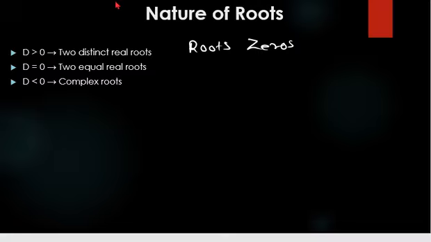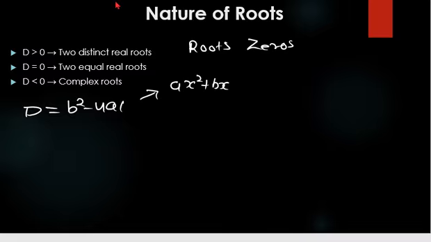Now we'll learn about the discriminant. Here D is the discriminant, and D is equal to b square minus 4ac. Let's say you have an equation that is ax square plus bx plus c is equal to 0. So in that, it is b square minus 4 into a into c.